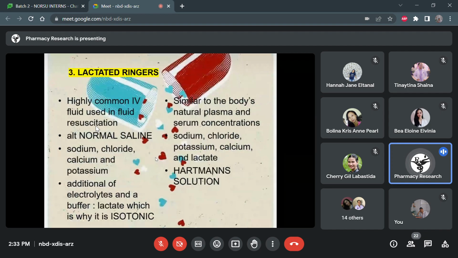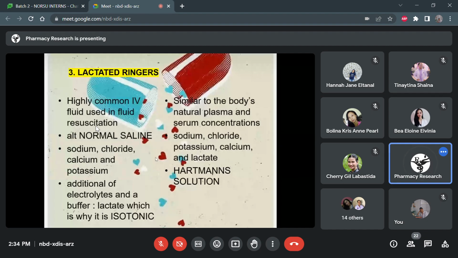Then next is the lactated ringers. This is highly common IV fluid used in fluid resuscitations. Alternative niya is normal saline. So if wala ang PNSS, ang alternative niya katong color blue, the plain LR, lactated ringers. Lactated ringers, take note guys, please. It contains chloride, calcium, and potassium.